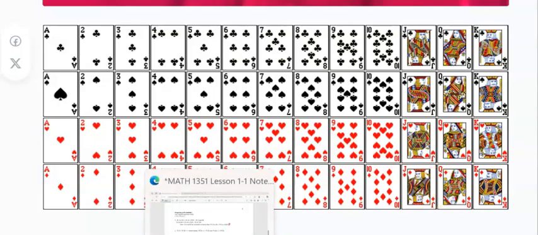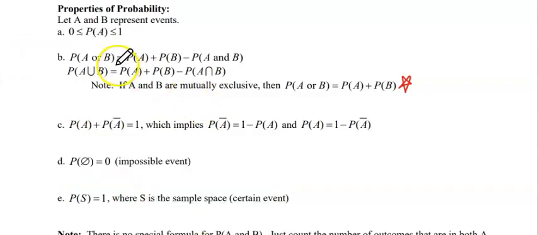And so what your notes is saying to you is, if you're doing A or B, you're going to add the two together, but you have to subtract out anything that was counted twice, basically. It was counted in both of those sets. So you remove any element that was contained in both of those.